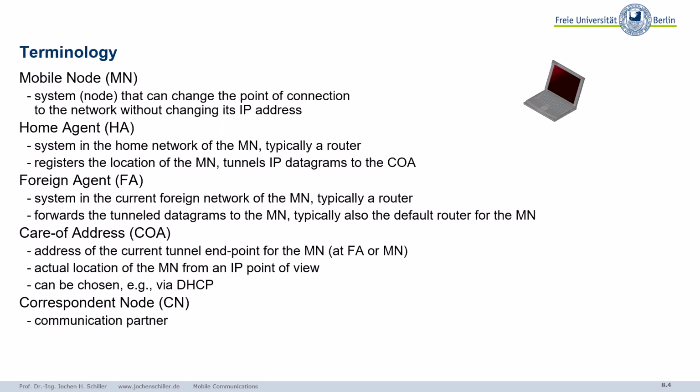First of all, some new acronyms, names. We have the mobile node. That's our host, layer 3, that can change the point of connection to the network. But this host doesn't want to change its IP address. Okay, that's your laptop, for example. Then we have two types of agents. A home agent, that's a system in your home network. Well, think of a router, for example.